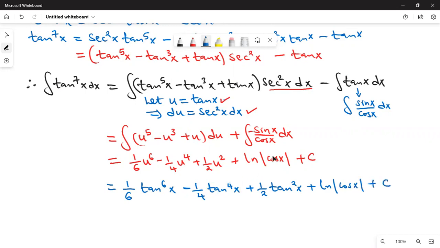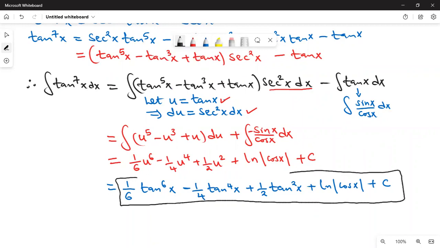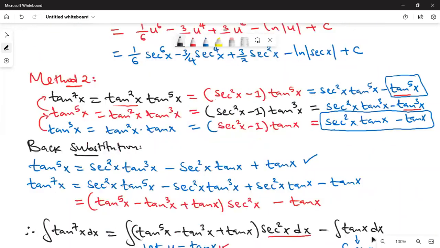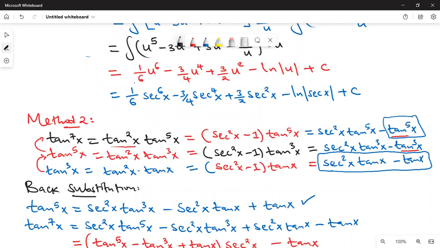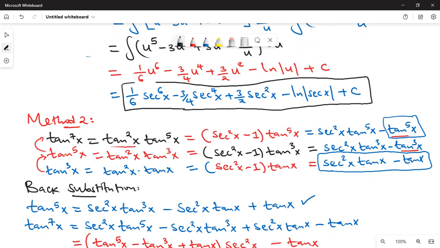So when we use method 2, look at our answer. Let me circle these answers. You realize that we get our answer in terms of tan x and cos x. Look at the answer we got in method number 1. Let me go back. This is what we got. It was in terms of sec x only. And you need to show that the answer we have in part 1 is the same as the answer we have in part 2.